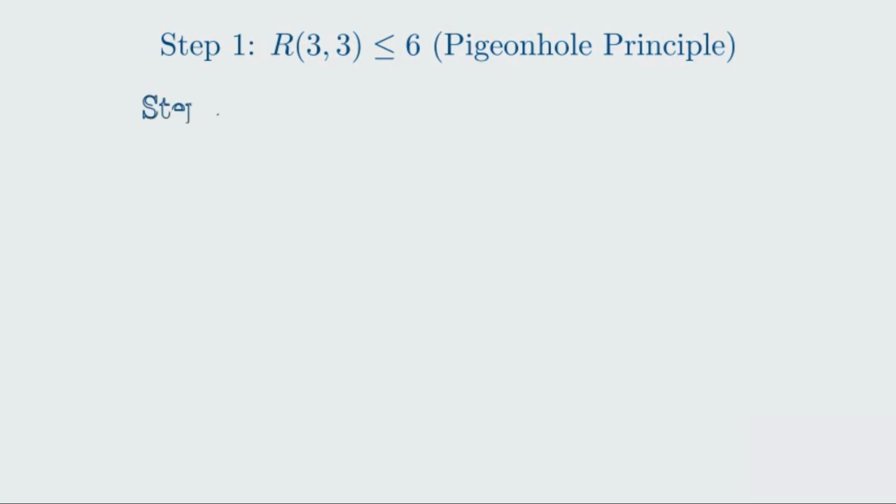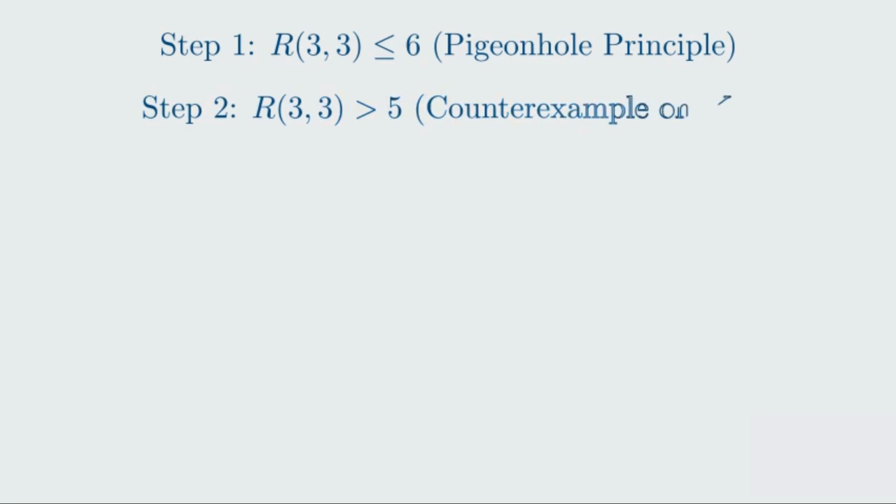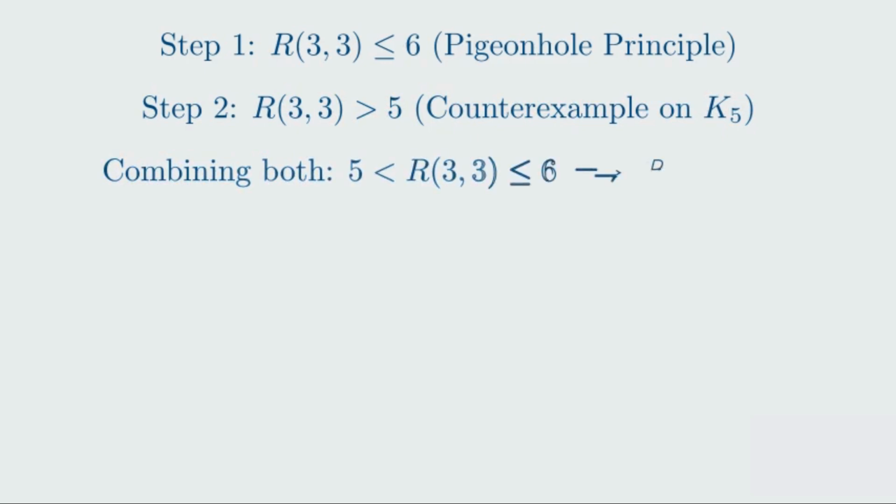Second, we found a specific coloring for a graph with 5 vertices that contains no red triangles and no blue triangles. This proved that 5 vertices are not enough, meaning R(3,3) must be strictly greater than 5. By combining these 2 results, we get that R(3,3) must be exactly 6. We have successfully proven that the smallest number of people you need at a party to guarantee 3 mutual friends, or 3 mutual strangers, is 6.